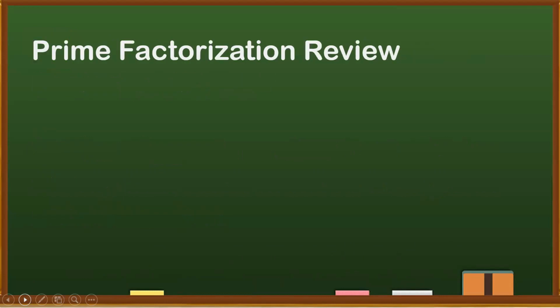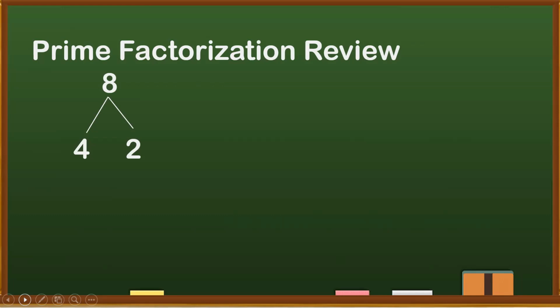Pero bago yon, review muna tayo about prime factorization. Let's say we have 8. Ano ba yung prime factors ng 8? So, meron tayong 4 times 2. Okay, because 4 times 2 is 8. Okay, so ganun yung pagkuha ng prime factors.